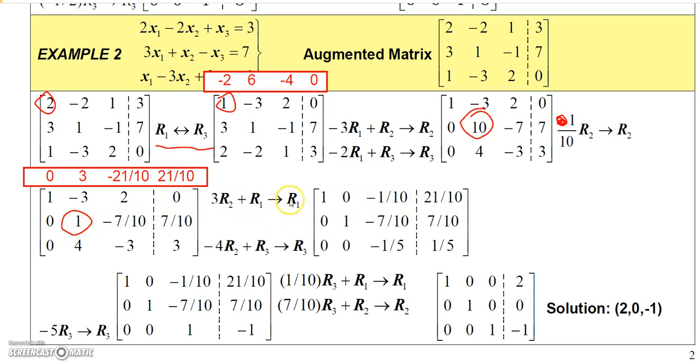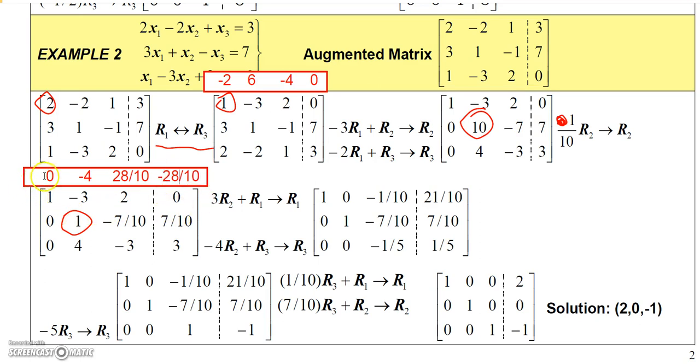All right, so that eliminates the 0 above the 1. Now we need to eliminate the 0 below the 1, so I'll have to multiply row 2 by negative 4 and add it to row 3. So let's see what would happen if I multiply row 2 by negative 4. Well, the 0 wouldn't change. If I multiply 1 by negative 4, I'll get negative 4. Now if I multiply negative 7/10 times negative 4, negative times a negative is positive, so that would give me 28 over 10. And then if I multiply 7/10 times negative 4, that would give me negative 28 over 10.